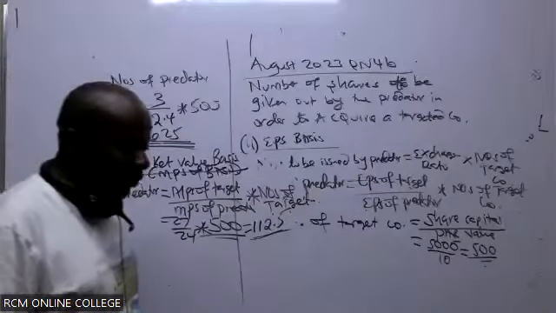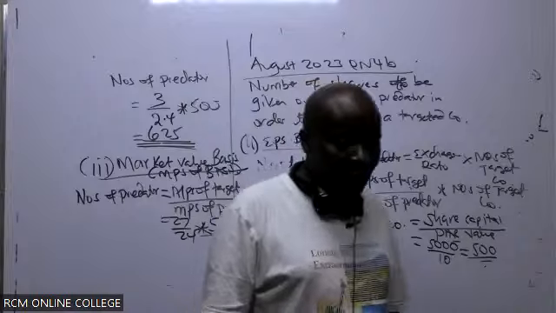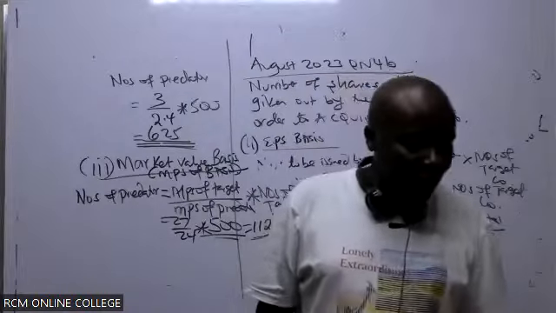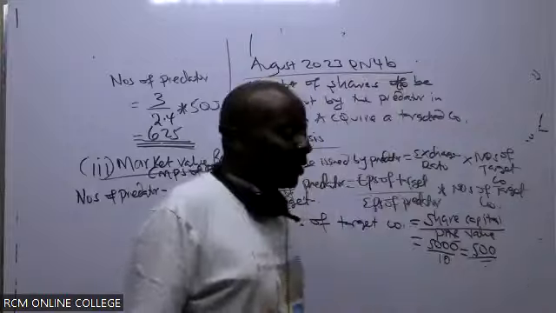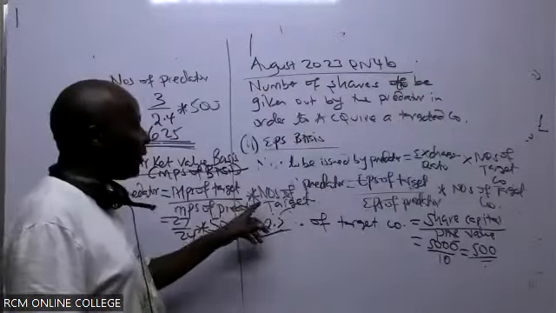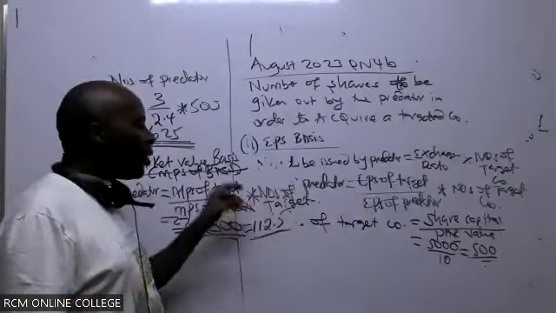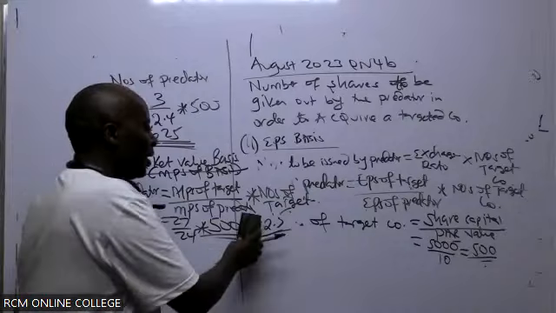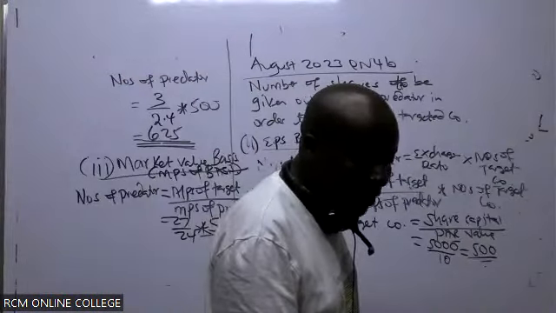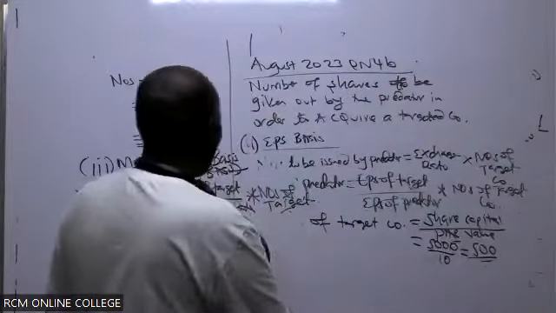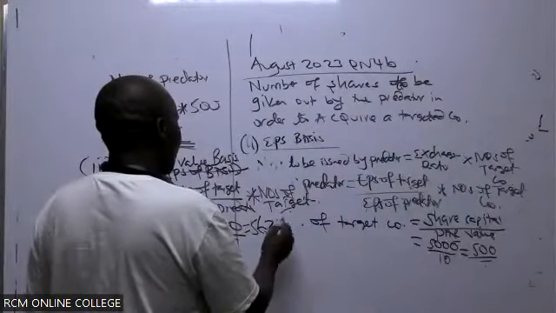Wamekataa hiyo 112.5. Wamesema mwalimu, hiyo answer ni ya uongo. Please, the students who are perhaps getting this 112.5 are using the bad concept that I've given them here. It should be the number of ordinary shares of the target. It should be 562.5. That is the correct answer.